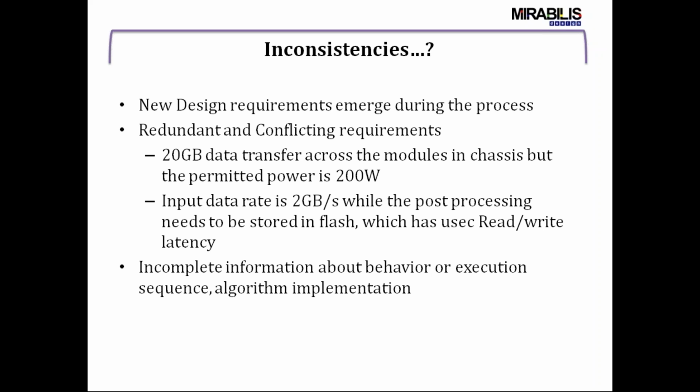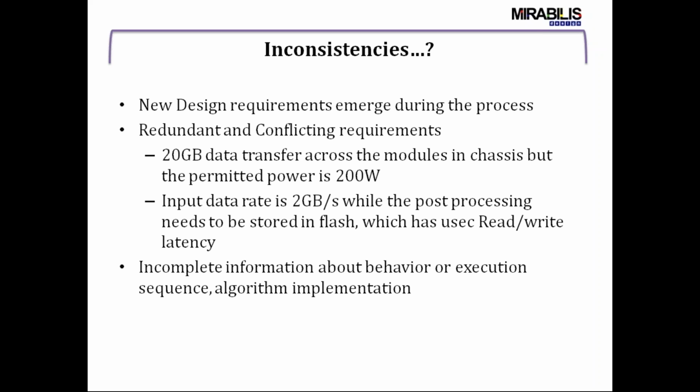So you need more information on what exactly it is, or whether there are any inaccuracies in the requirements capturing itself. In addition, another scenario would be if the input data rate is about 2 gigabytes per second, while the post-processed data needs to be stored in flash memory. And if you look at the access time of a particular flash memory, it could be at the level of read and write latencies in the microsecond range.